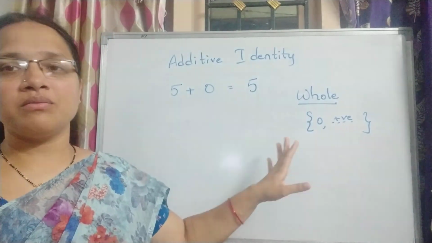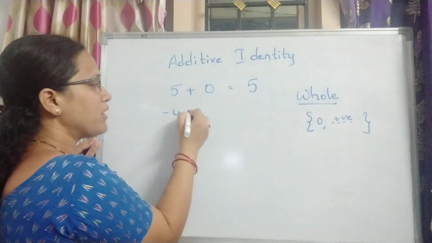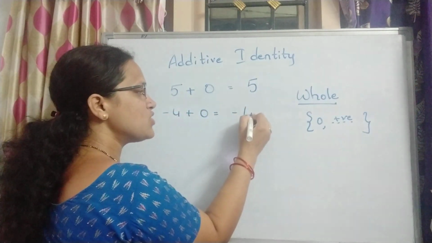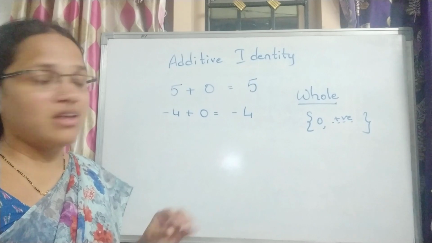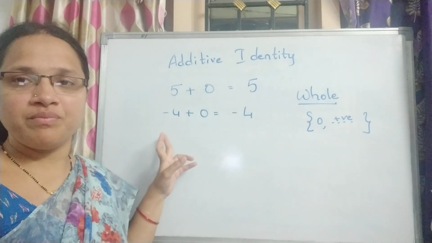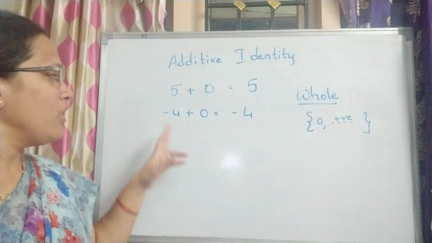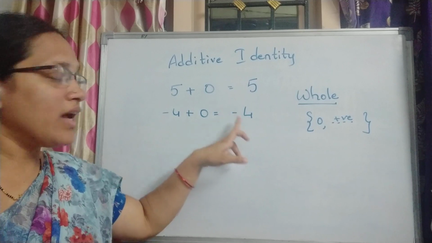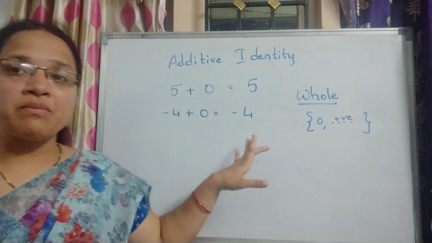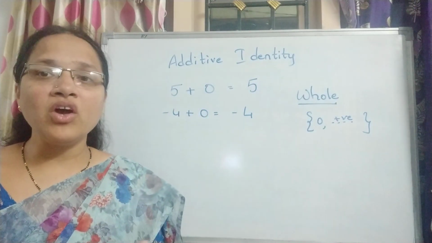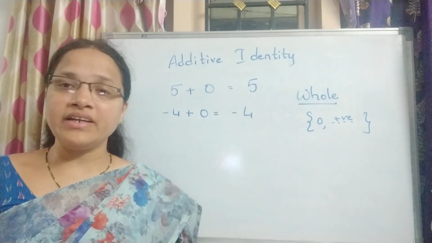So if any whole integer is added. Now I added a whole number. Now let me add one negative number. Minus 4 plus 0 is equal to minus 4, along with its sign, children. Don't forget the sign. When you add 0 to any integer, it can be any positive number or any negative number, you get the same number. This kind of getting the same number as its sum, we call additive identity. So what is the additive identity of all the integers?